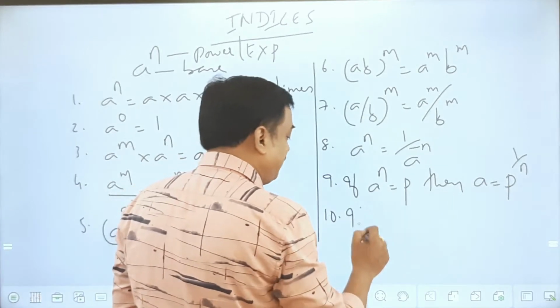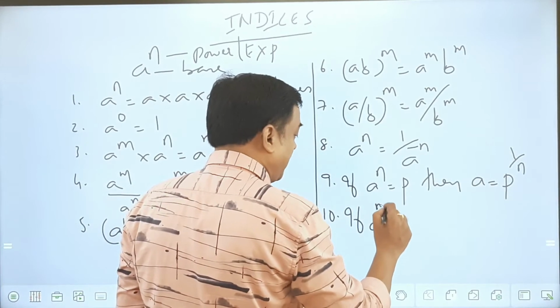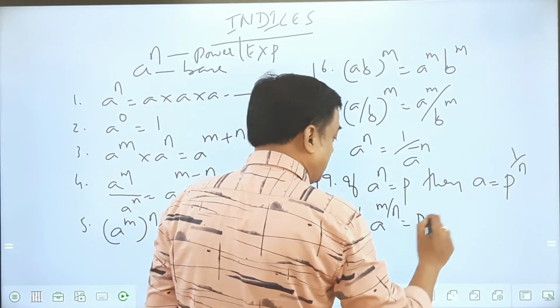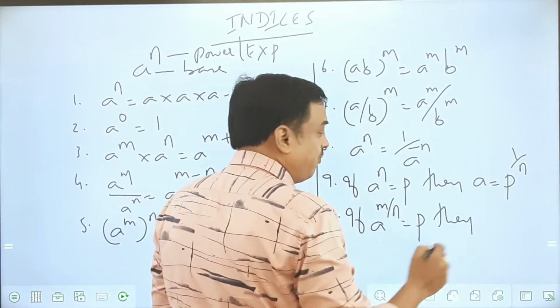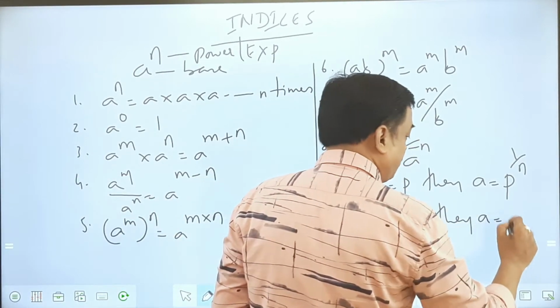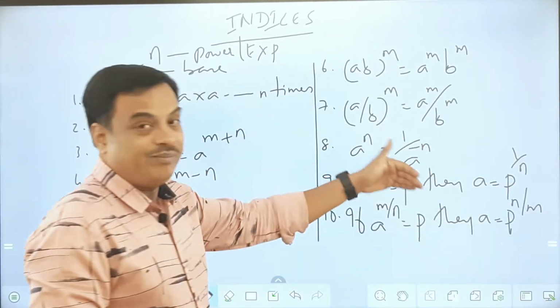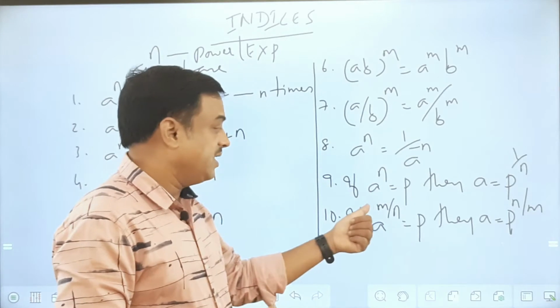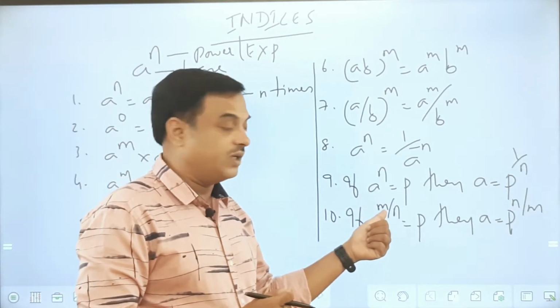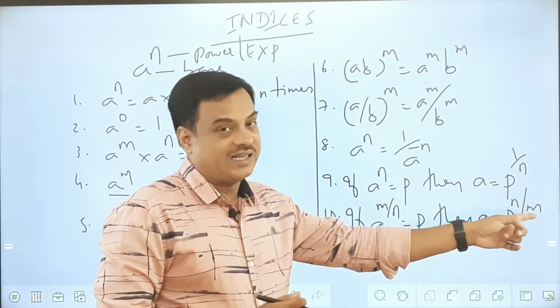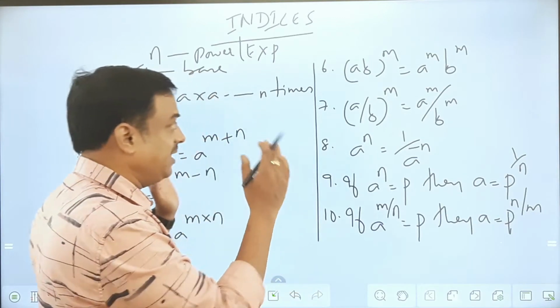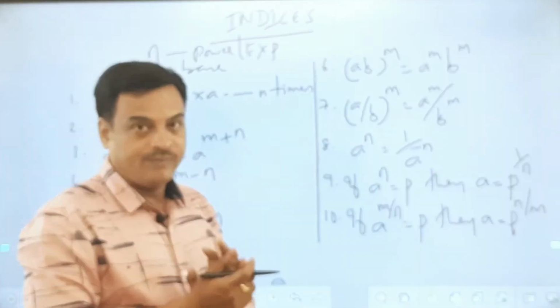10th one, if you have a condition a to the power of m upon n is equal to p, then you will find a is equal to p to the power of n by m. The same thing as the previous 9th point, but in case a fraction is given to us, that fraction will get reciprocal. So these are the 10 laws of indices.